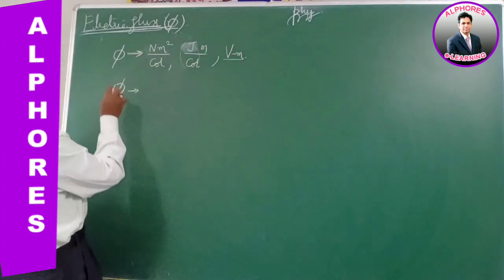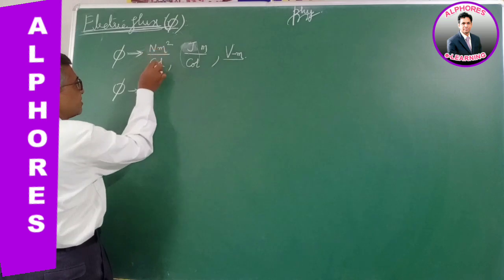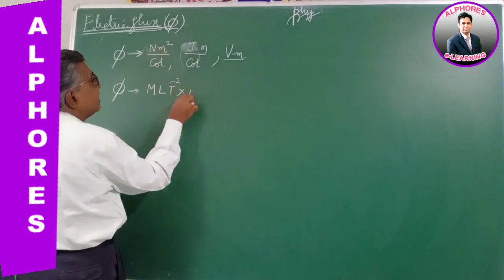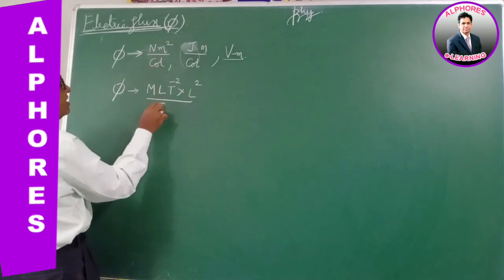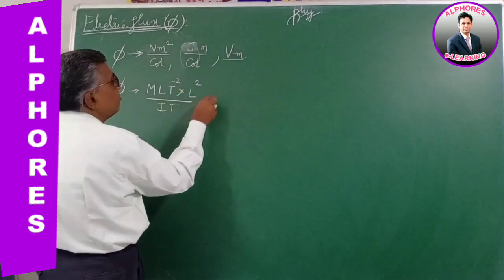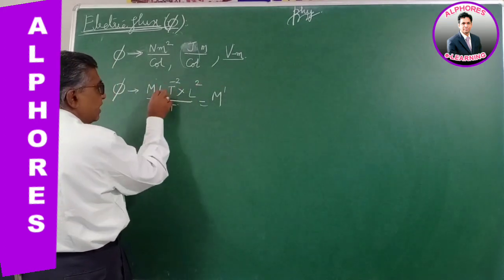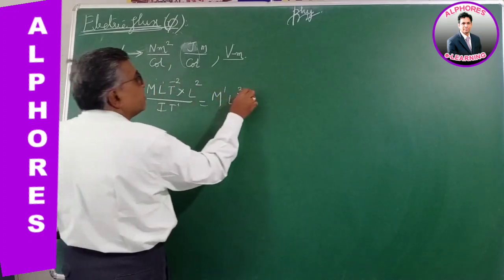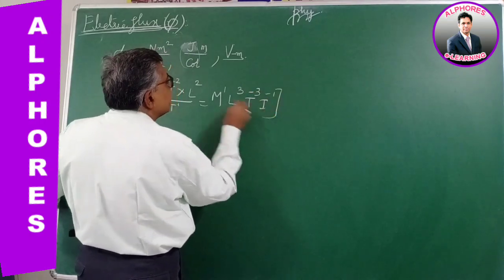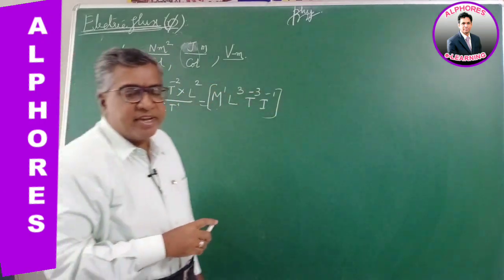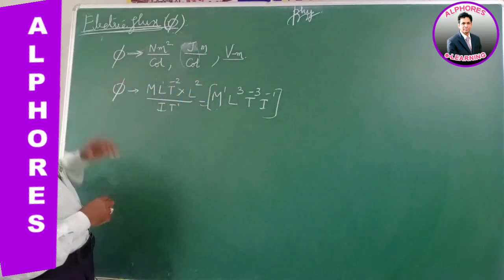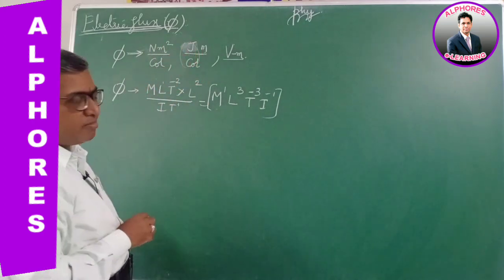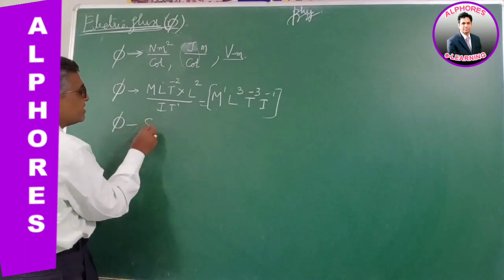Dimensionally, flux is Newton meter square per Coulomb. Newton is force, M L T minus 2. Meter is length, L square. Charge is I T. So when I take these things up, I get M power 1, L power 1 and 2, this is L power 3, T power minus 2, this one when it goes up it is minus 3, I power minus 1. So it's M1 L cube T minus 3 I minus 1. This is the dimensional formula of electric flux. Units, volt meter. Dimensional formula M1 L cube T minus 3 I minus 1, and this is a scalar.